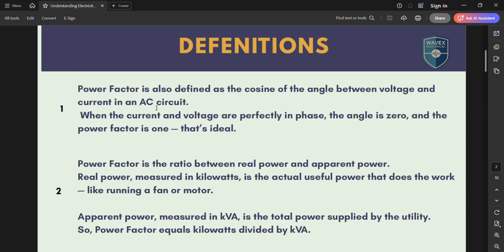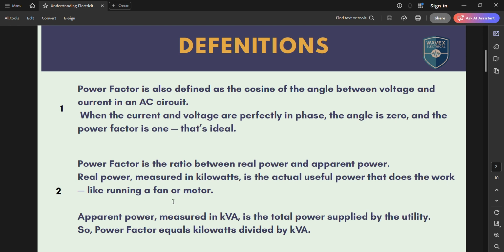Okay, and that is a little bit complicated. How can we understand power factor in a different way? The next definition is that power factor is the ratio between real power and apparent power. Real power is measured in kilowatts, and that is the actual useful power that does the work, like running a fan or motor.